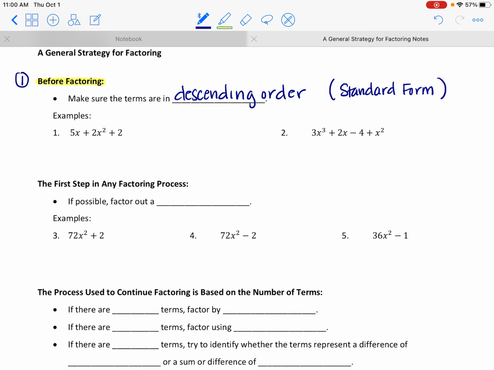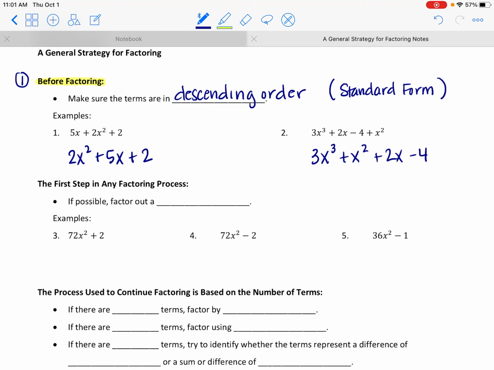So for example, on number 1, 5x squared plus 2x plus 2, before we would attempt to factor that, the 2x squared should be first, the 5x should be in the middle, the positive 2 should be at the end. Similarly with number 2, the 3x cubed is where it should be, but the positive x squared should be next, the positive 2x should be third, and the constant of negative 4 should be at the end. So before we even start factoring, we want to make sure the terms are in descending order, to put our polynomial in the proper standard form.